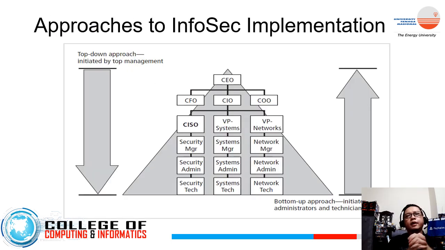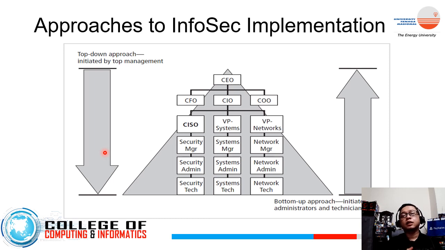Now, look at this diagram. Digest it first. In an organization, usually there will be these people whom you need to deal with or who are implementing certain security mechanisms. You can see from this diagram, from the top, you have the CEO, the CIO, for example, CFO, COO, and then you have the manager, you have the admins, and you have the technician.